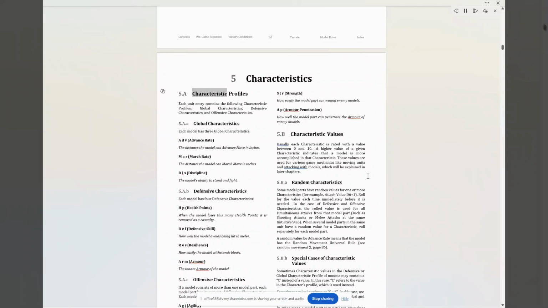Characteristics. Characteristic profiles. Each unit entry contains the following characteristic profiles: global characteristics, defensive characteristics, and offensive characteristics. Global characteristics. Each model has three global characteristics. ADV, advance rate: the distance the model can advance move in inches. MAR, march rate: the distance the model can march move in inches. DIS, discipline: the model's ability to stand and fight.